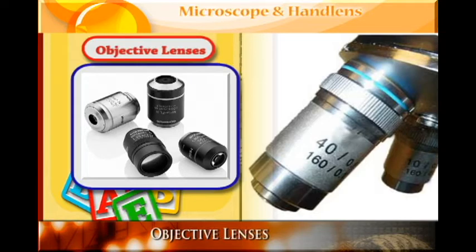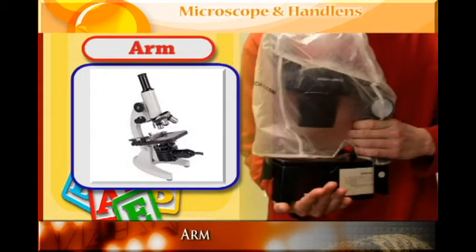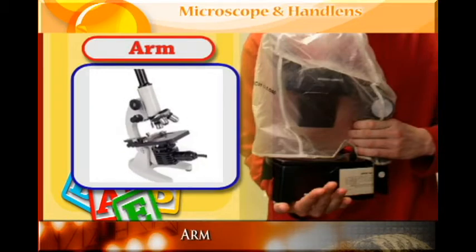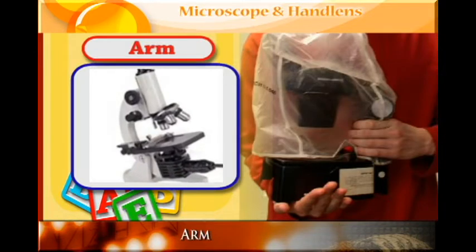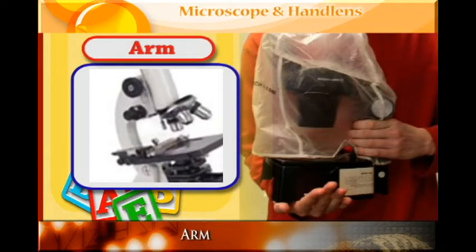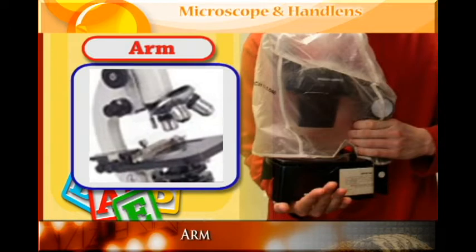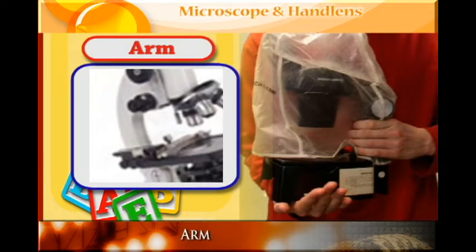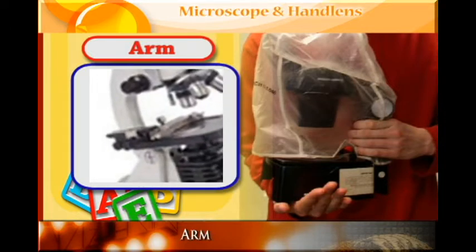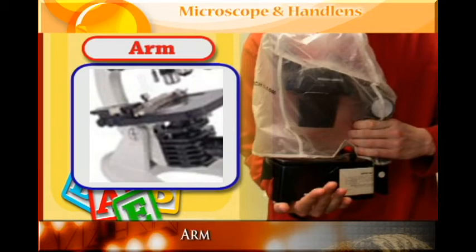Then we have the arm. The arm is used for carrying the instrument. When you are carrying the instrument from one place to another, you use the arm. It is also used for attachment, so that the upper part of the microscope is attached to the base. It is a framework for attachment of the upper part to the lower part.